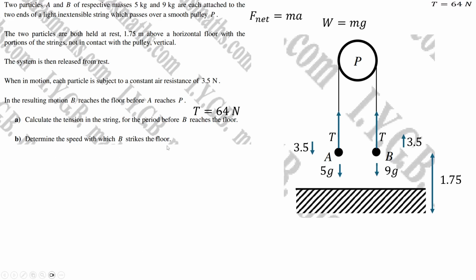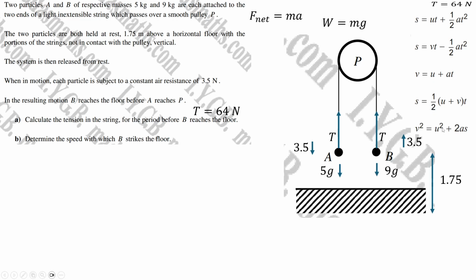Determine the speed with which B strikes the floor. Now, there's a couple of things to notice here. First of all, you might think, oh, it's just double this height, because by the time this has gone down 1.75 meters, this will go up 1.75 meters. But the question says, oh, no, never mind, sorry, I'm thinking of a different question. So for this, we're going to be using one of the SUVAT equations. I don't know why it says T equals 64 up there. Just ignore that.